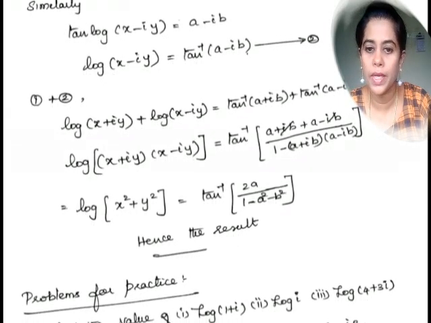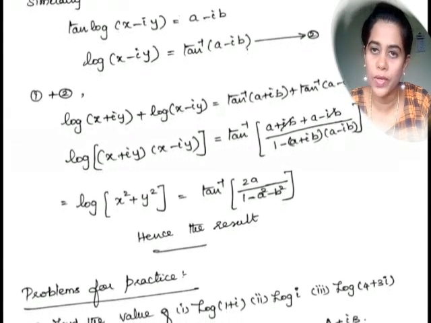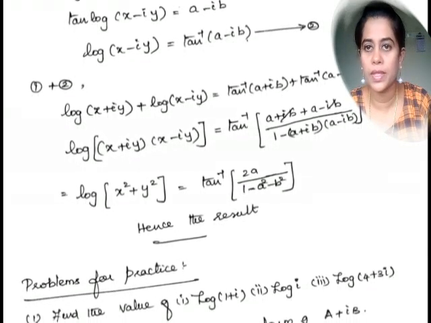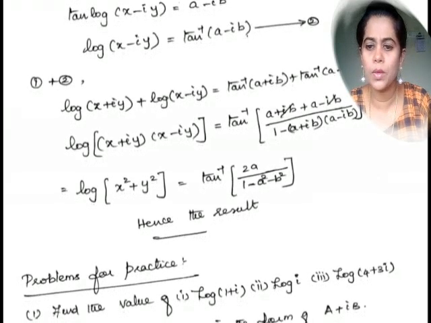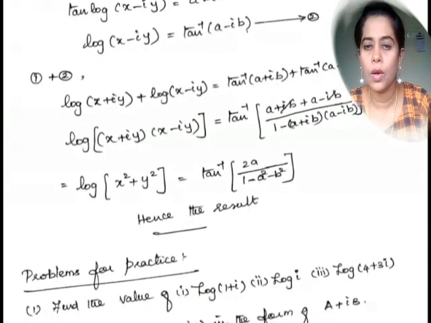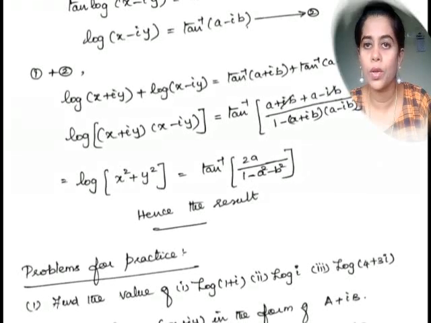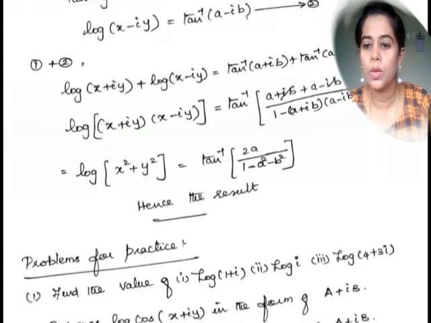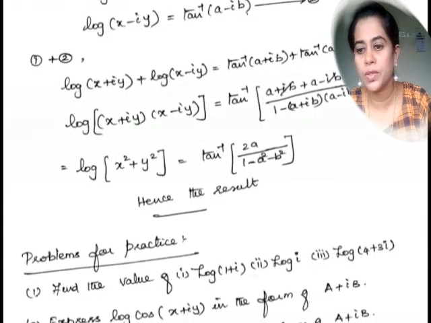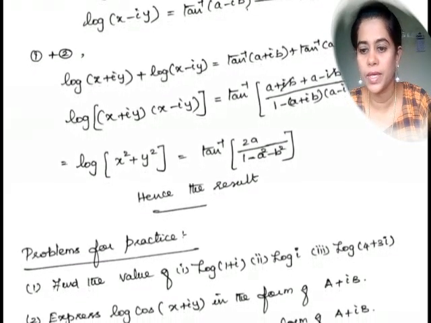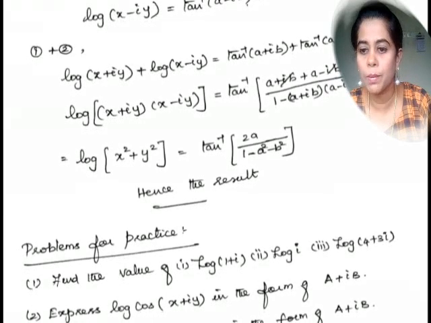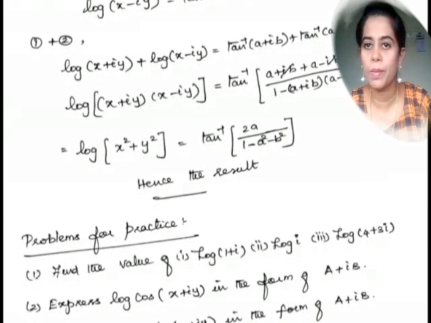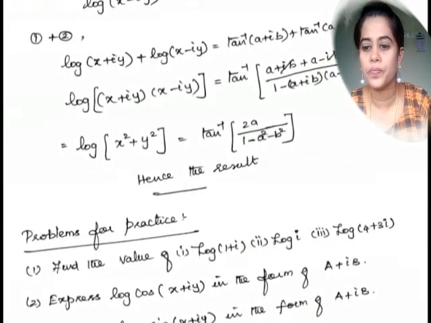Adding 1 and 2, log of x plus iy plus log of x minus iy equals tan inverse of a plus ib plus tan inverse of a minus ib. Log a plus log b can be written as log ab. So log of (x plus iy) into (x minus iy) equals, of the form tan inverse a plus tan inverse b, tan inverse of a plus ib plus a minus ib divided by 1 minus (a plus ib) into (a minus ib).